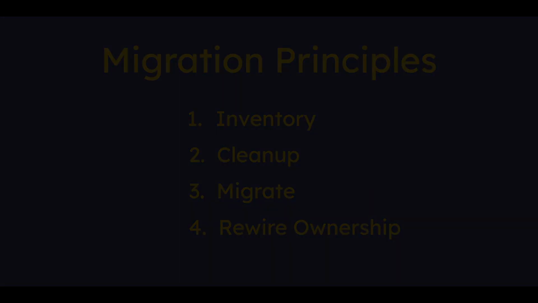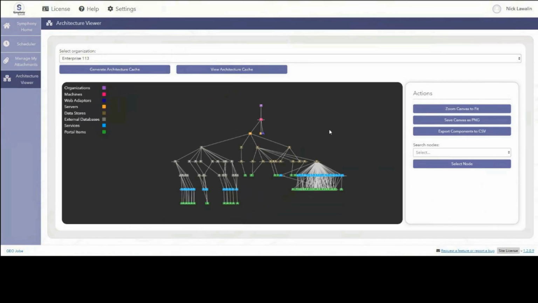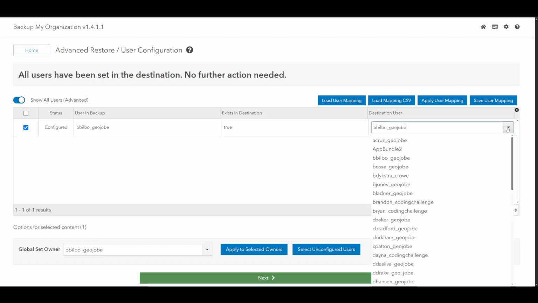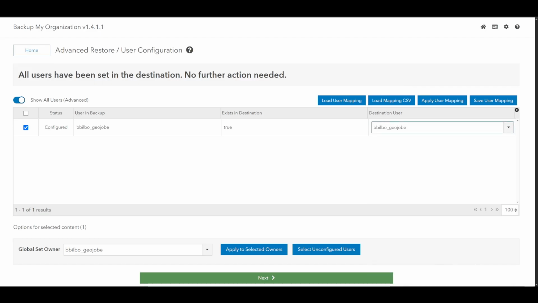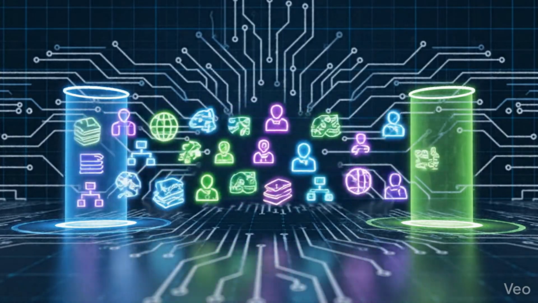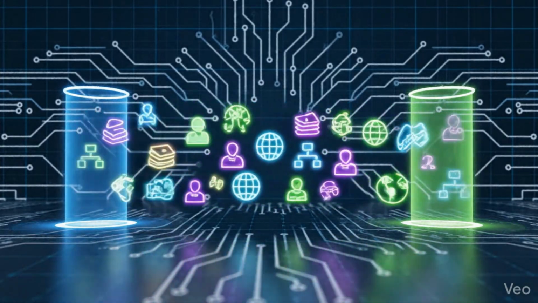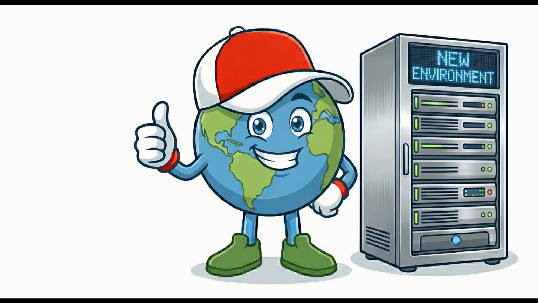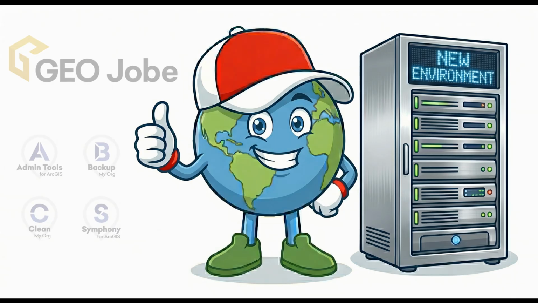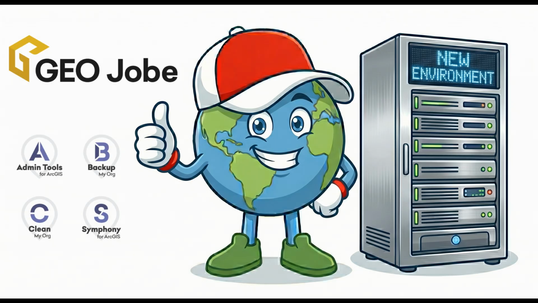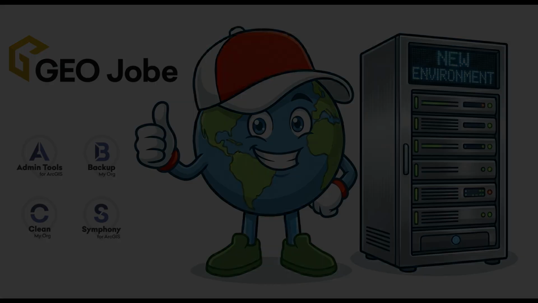The entire process, from initial architecture mapping to final ownership assignment, ensures that spatial data, user configurations, and organizational structures transfer seamlessly from one environment to another. Years of work preserved, business continuity maintained, geographic intelligence ready to serve its purpose in a new digital home. And that's how they clone an ArcGIS organization.